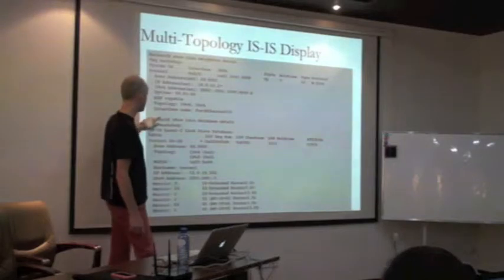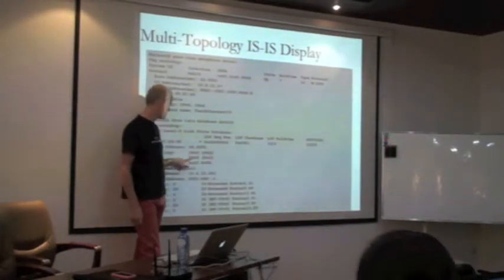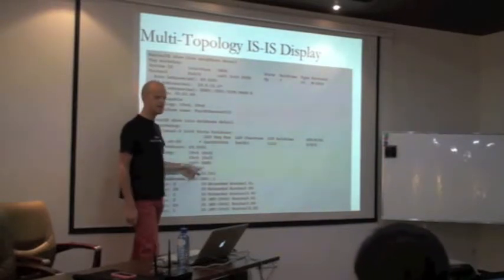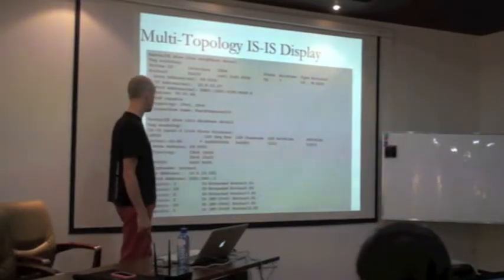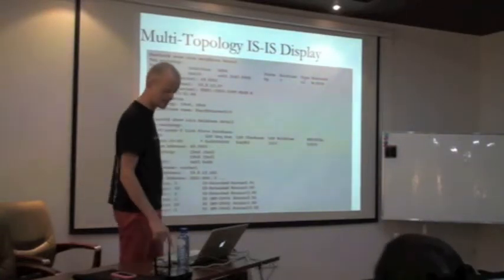Show ISIS database detail. A V4 topology has got this identifier, V6 topology has got that identifier. Right? We've got separate topologies. And then there's various other things sitting in there as well.